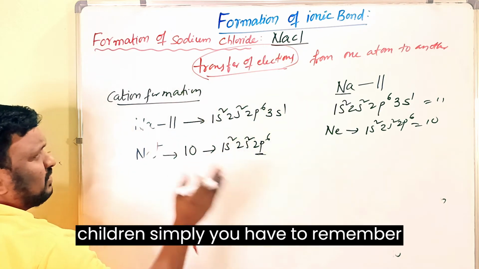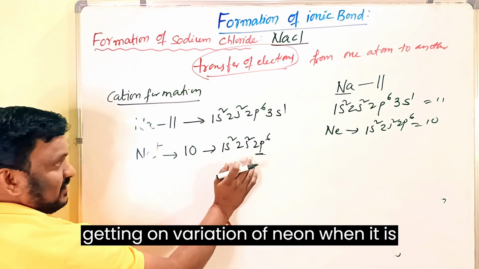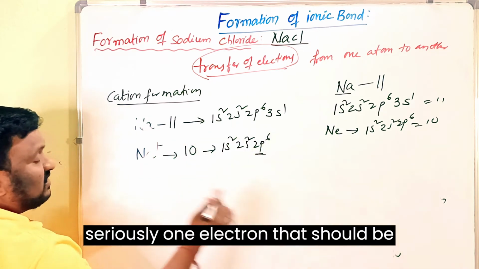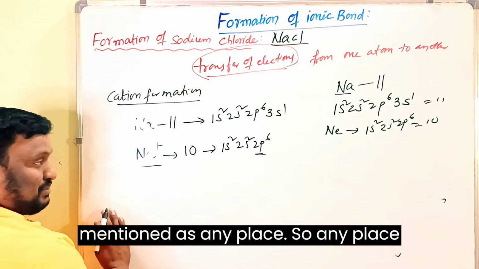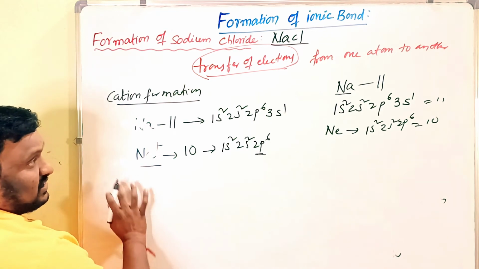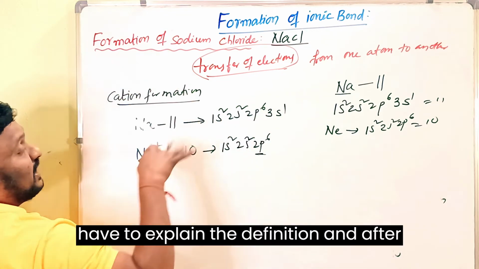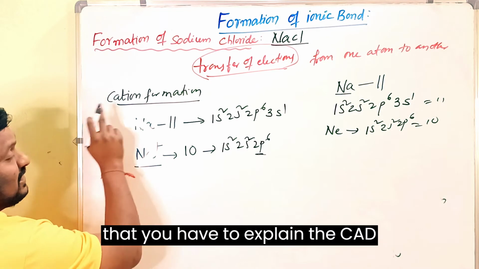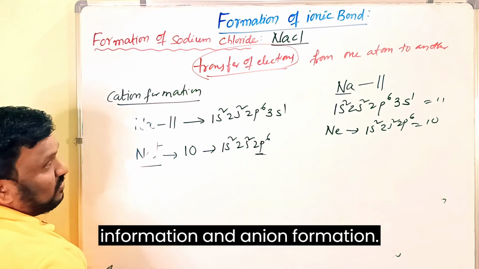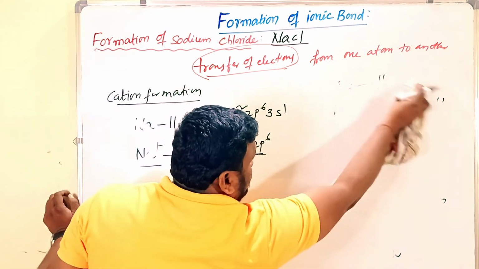Simply you have to remember, sodium wants to lose one electron to get the configuration of neon. When it loses the one electron, that should be mentioned as Na plus. So Na plus means what? It is the cation. Clear? In 4 marks question, first you have to explain the definition, and after that you have to explain the cation formation and anion formation. Now we can go for the anion formation.